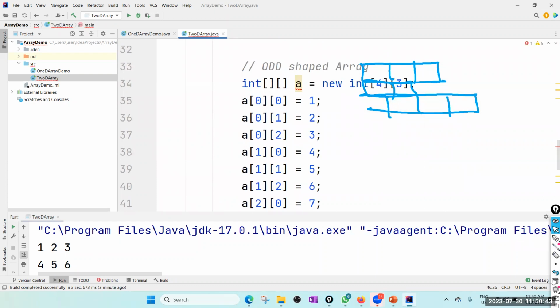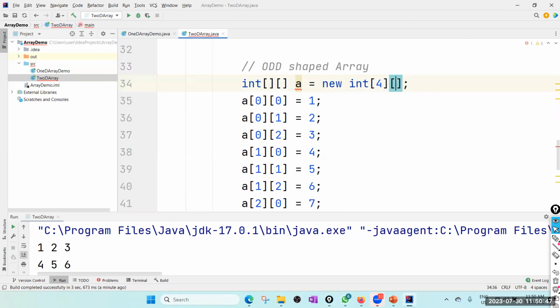So if you go for this approach and create odd shape array, you have to keep this blank. You have to keep this blank. Okay? Because you have to create that separate. Let's call this B. Then you have to create these individually. Say B0 is another int array.